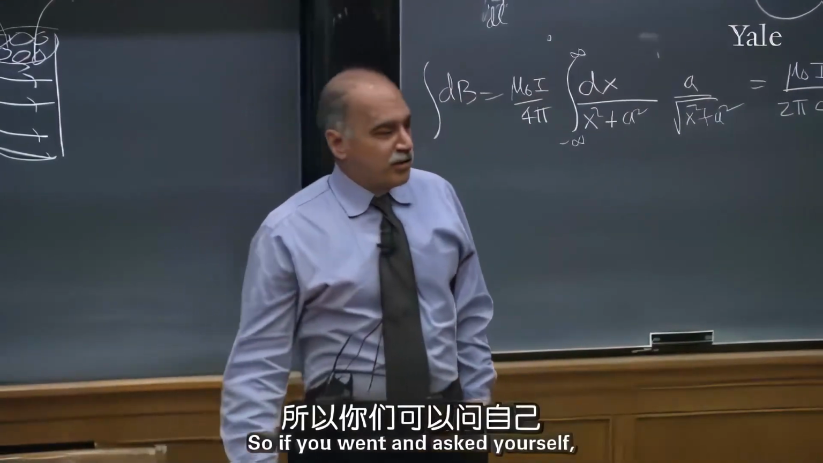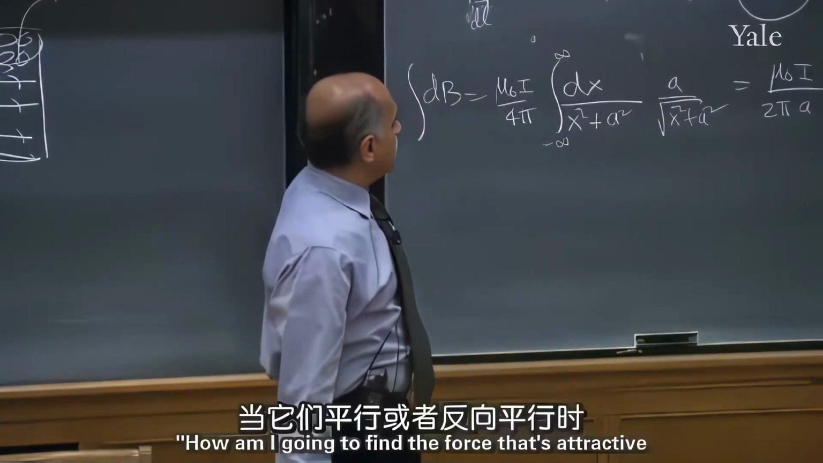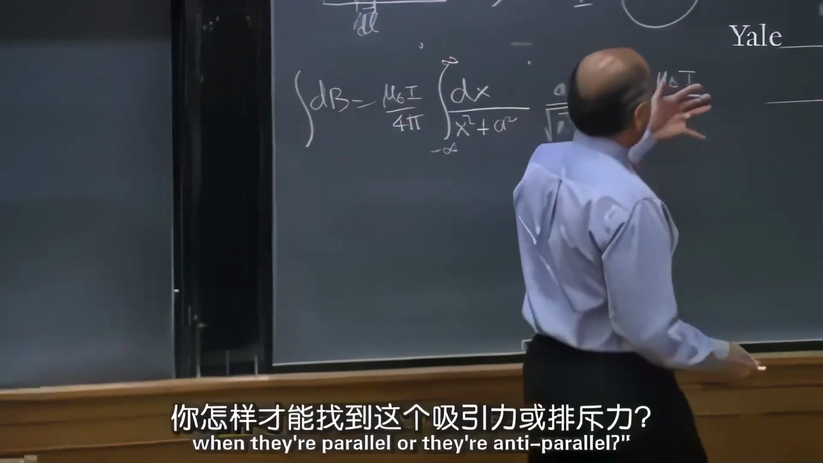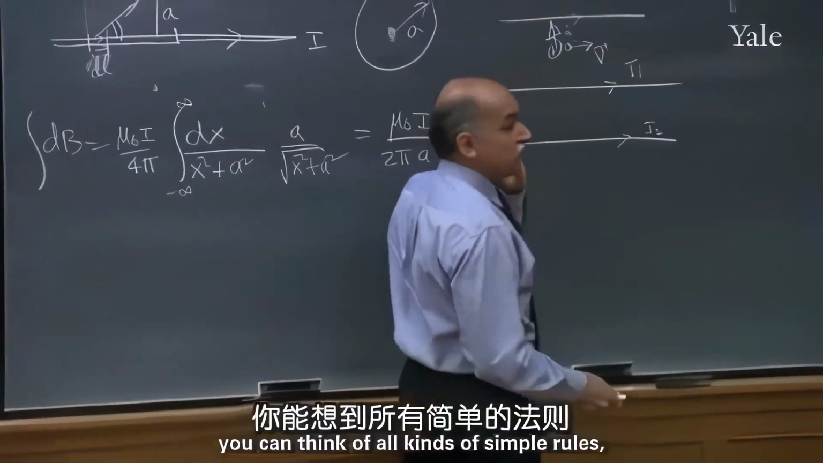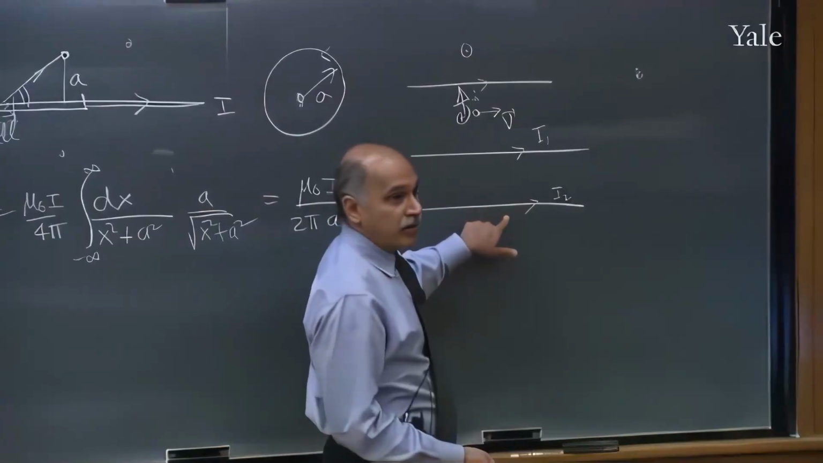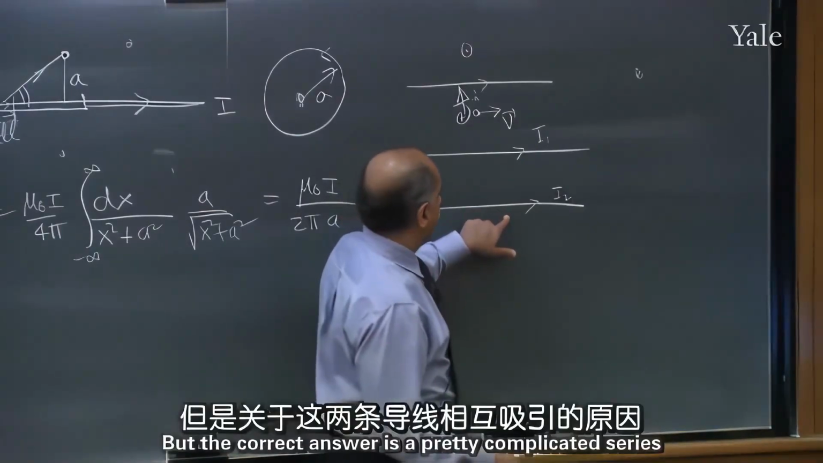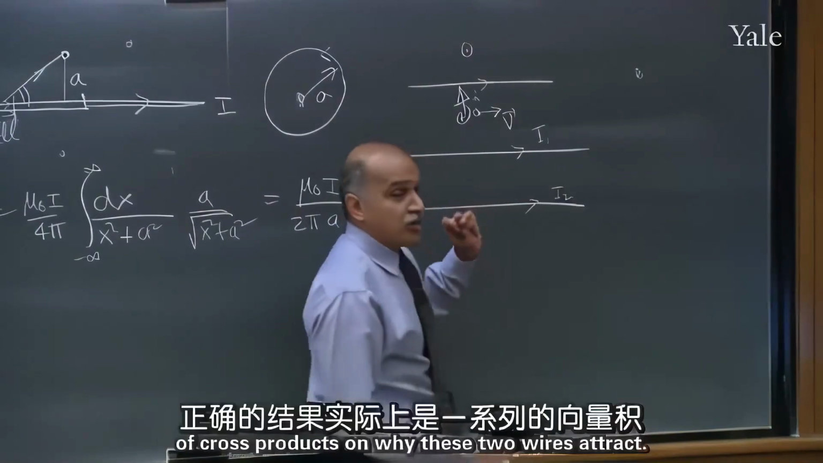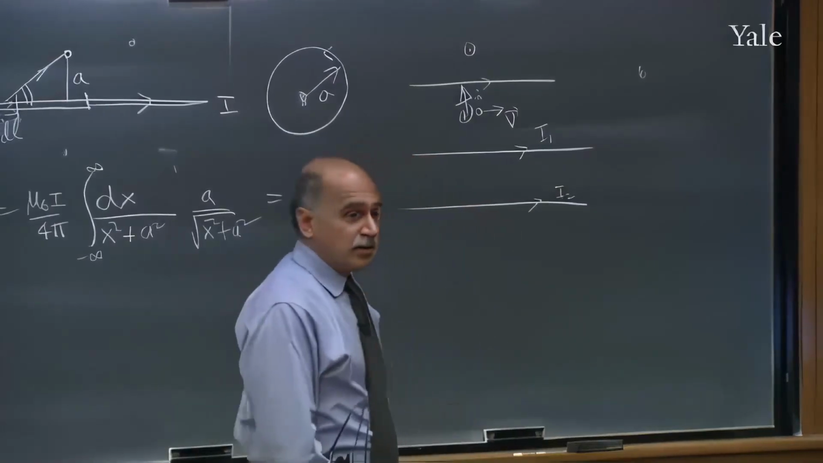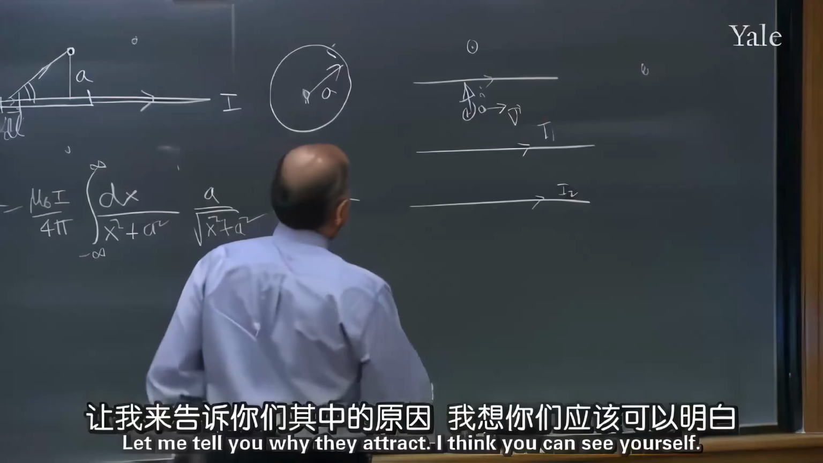So if you went and asked yourself, how am I going to find the force that's attractive when they're parallel and when they're anti-parallel? You can think of all kinds of simple rules, maybe involving this current vector and that current vector. But the correct answer is a pretty complicated series of cross products on why these two wires attract. So let me tell you why they attract.